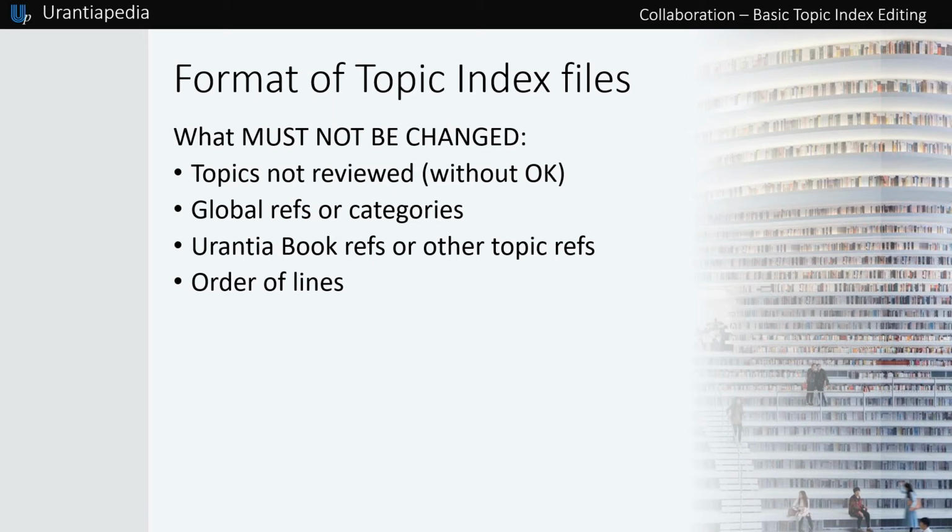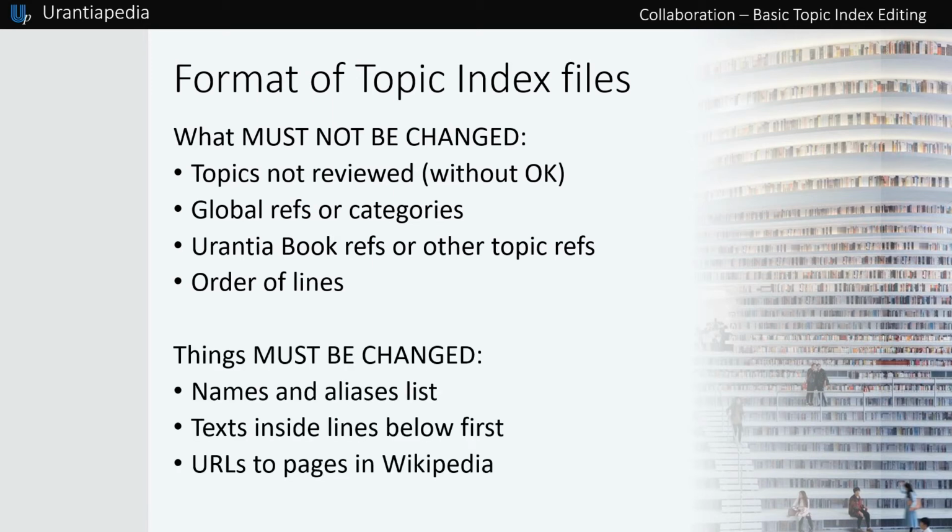The only content that contributors must change is this: the name or aliases found in the first line of topics, if your working language is not English or Spanish. English and Spanish names are already reviewed. Another thing that contributors must change is the text inside each line of topics. Nothing else. And finally, the URLs to pages in Wikipedia that can be at the bottom of each topic. These are the only three things that a contributor needs to change.